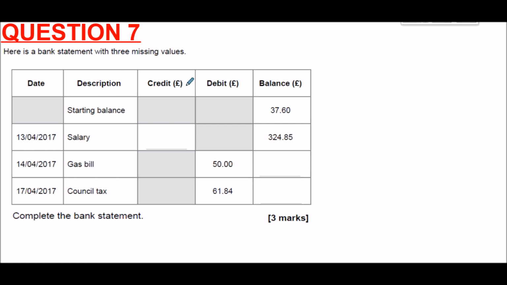Question 7, we have a bank statement with missing values. So we've got credit, debit, and balance. Balance means the money you've got right now. Credit means money going into your account. Debit, I always think of debit as the fact it can't be spelt without spelling the word debt. Debt is bad, as is money going out. So money out is debit, credit means money going in. And so we need to complete this bank statement now.